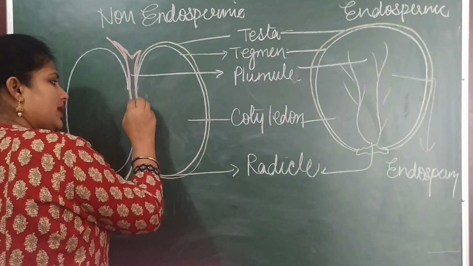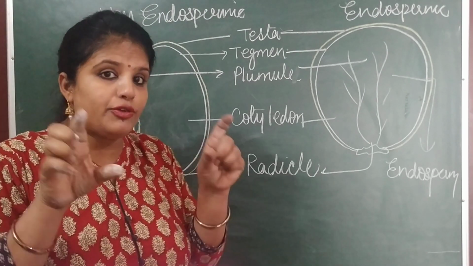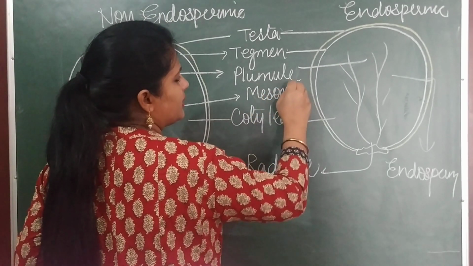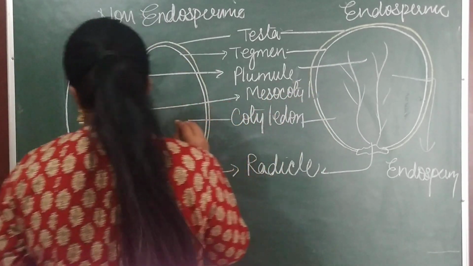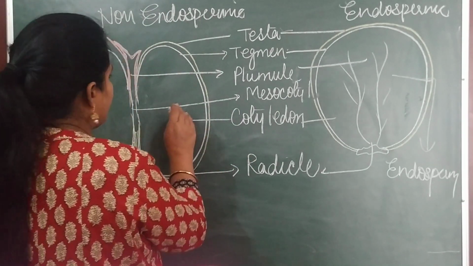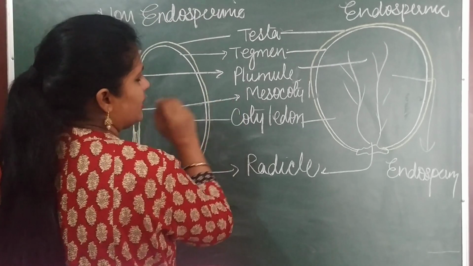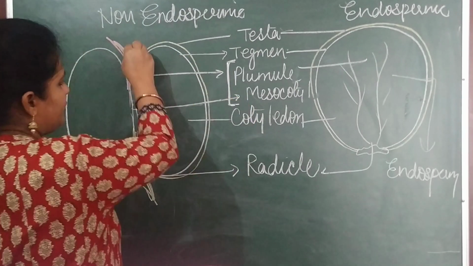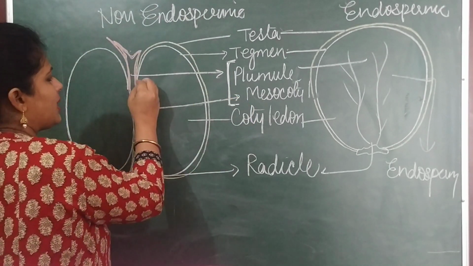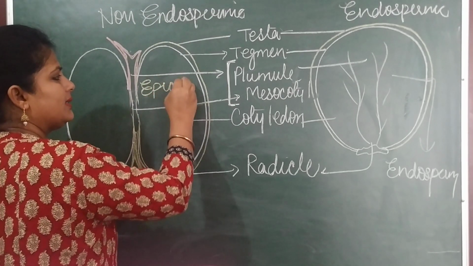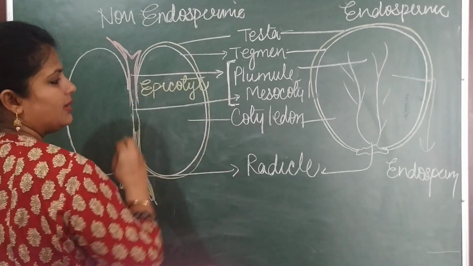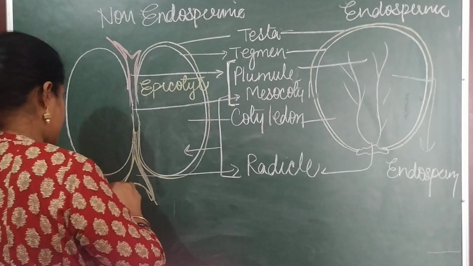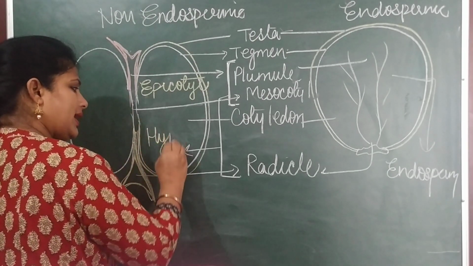This middle region, where the cotyledons are fused, is known as the mesocotyle. I will write it at another position. The region between the plumule and the mesocotyle, what will we call it? Epicotyle. And the region between the mesocotyle and the radicle will be considered the hypocotyle.